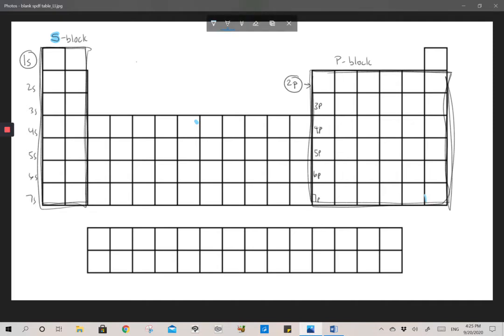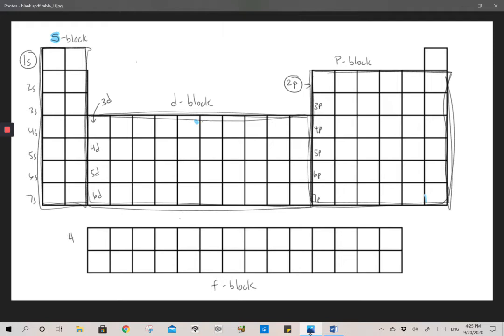Okay, and that makes the middle part your D block, and D block starts with 3D, and you have 4D, 5D, 6D over here, and then finally your F block, or the lanthanide and actinide series, and they start with 4F, and you have 5F down here.